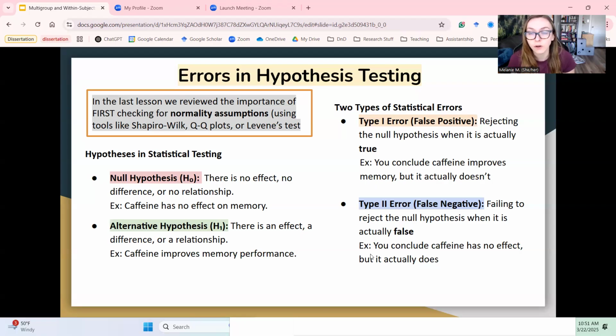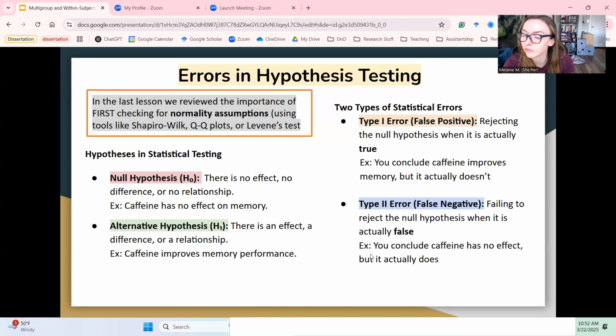Hypotheses are helpful to think through as you think through some of the errors that can happen statistically. There are two types of statistical errors that we talk about a lot within this field. One is called type 1 error, and this is when we have a false positive. This is when we reject the null hypothesis, even though it's actually true. Another way to say that is we falsely believe that the alternative hypothesis, that there is an effect, is real, but actually that's not true. So in this example, you conclude that caffeine improves memory. You conclude that the alternative hypothesis is correct, but it actually isn't. So that's a type 1 error.